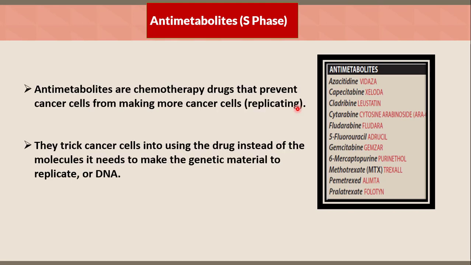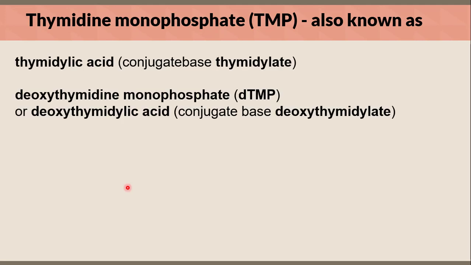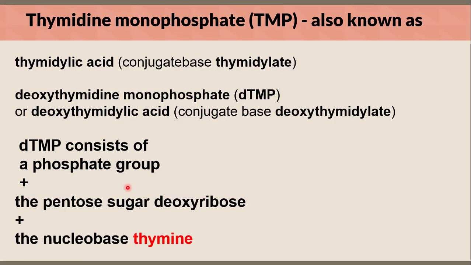Antimetabolites are chemotherapy drugs that prevent cancer cells from making more cancer cells, replicating. They trick cancer cells into using the drug instead of the molecules they need to make the genetic material, or DNA, to replicate. We should know that thymidine monophosphate, or TMP, also known as thymidylic acid, conjugate base thymidylate, deoxythymidine monophosphate, or dTMP, or deoxythymidylic acid, conjugate base deoxythymidylate.